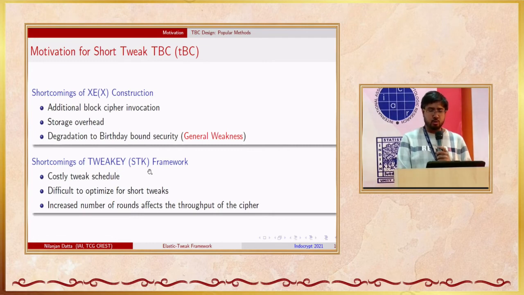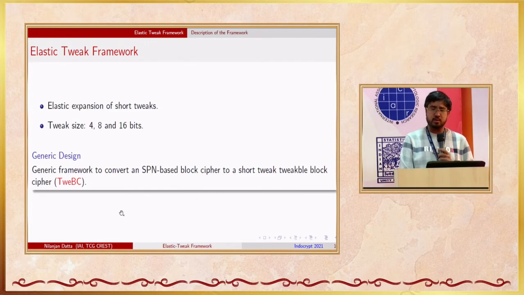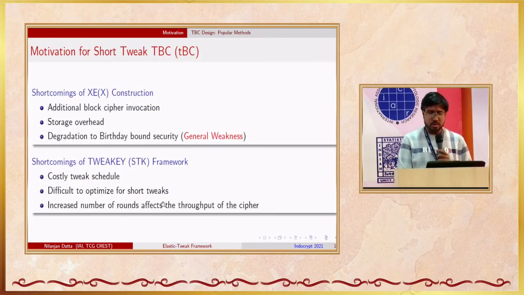And for tweakey constructions, the tweak schedule is typically quite costly, and it is very difficult to optimize for short tweaks. You basically need to increase the number of rounds, and that will actually affect the throughput of the whole cipher. So what we wish for, for this domain separation and short message processing, is a tweakable block cipher that can handle the short tweak very efficiently.